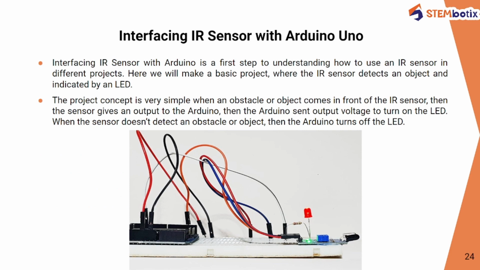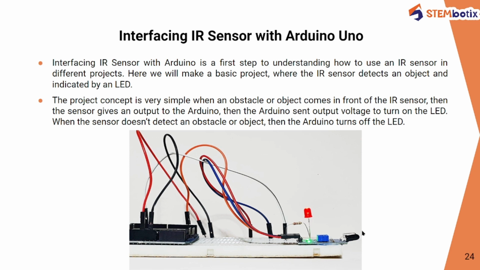The next step is to interface the IR sensor with Arduino Uno. So we are connecting the IR sensor with Arduino Uno. Here we will make a basic project where the IR sensor detects an object, and that detection of the object is going to be indicated by an LED. We are going to use one LED to give the indication of detection, and the IR sensor is going to sense the data.